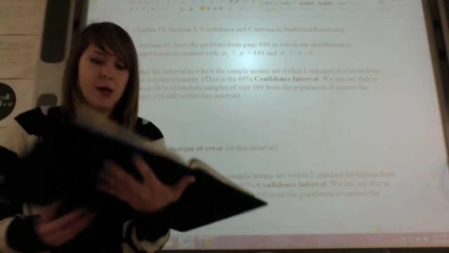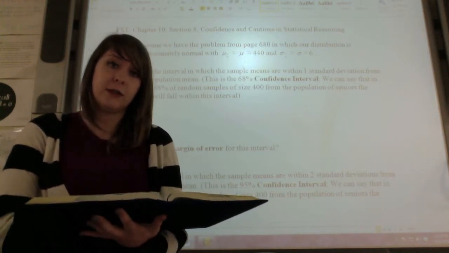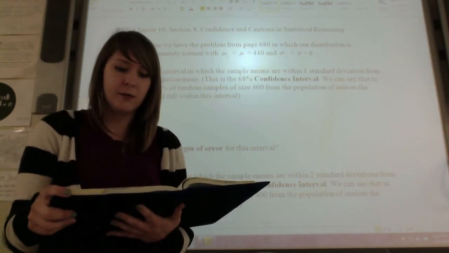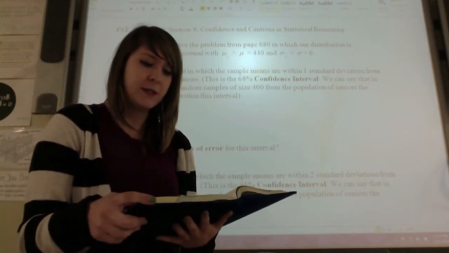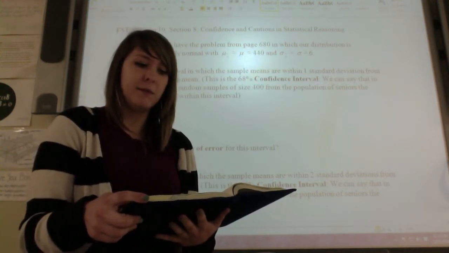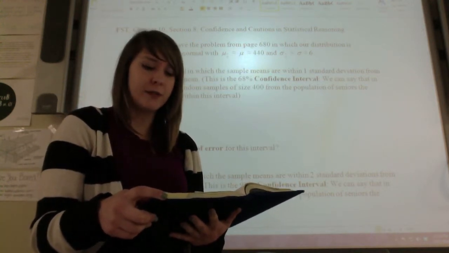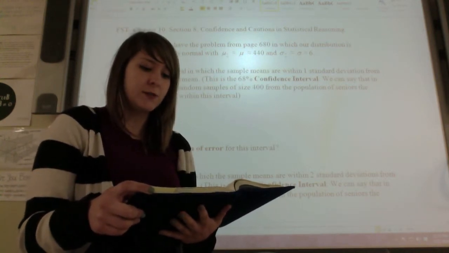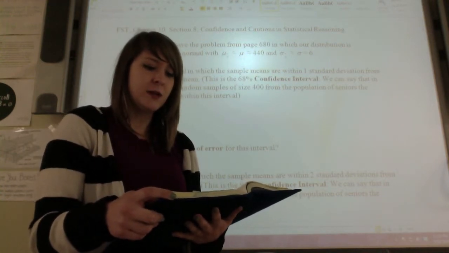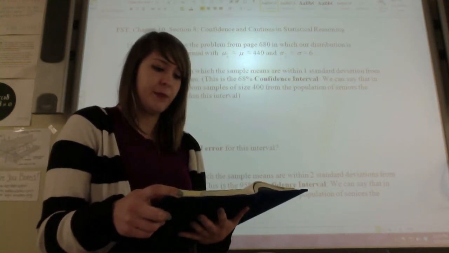So I am on page 681 of my textbook under the heading Confidence Intervals. And it says the interval 434 is less than or equal to mu is less than or equal to 446 is called the 68% confidence interval for the population mean mu. The quantity plus or minus 6 is called the margin of error for the confidence interval. Confidence intervals were invented in 1937 by Jerzy Neyman, a Polish mathematician who moved to the United States where he was professor of mathematics for many years at the University of California at Berkeley.